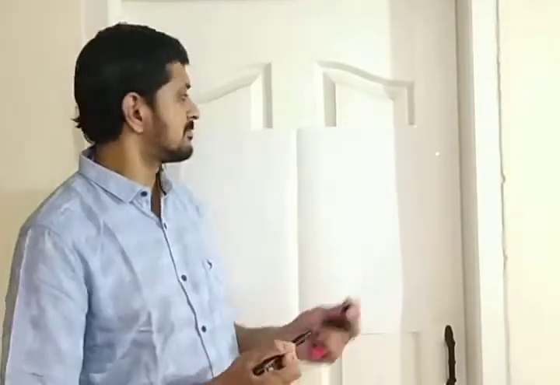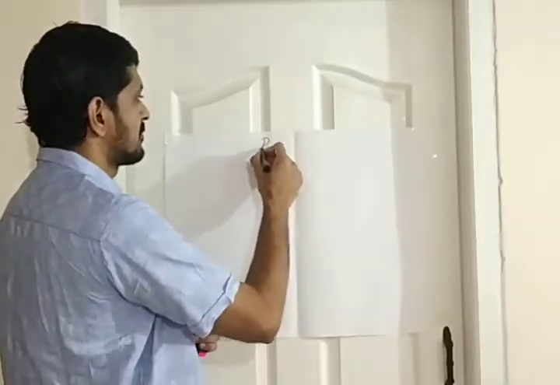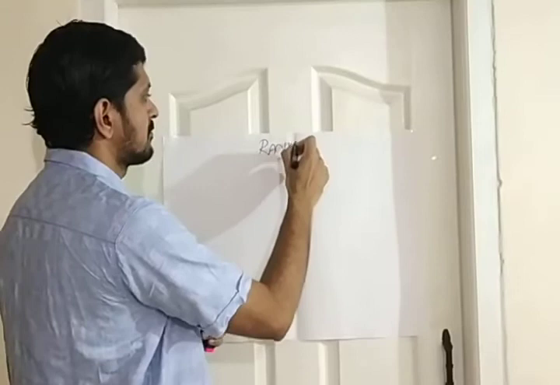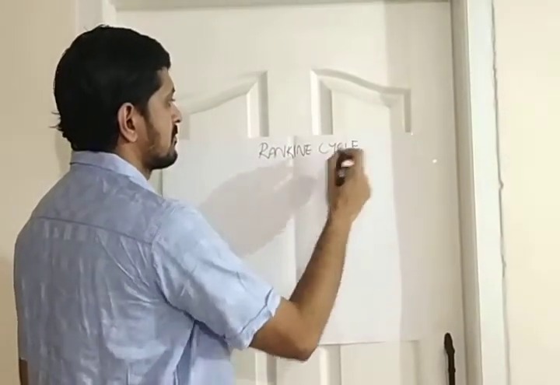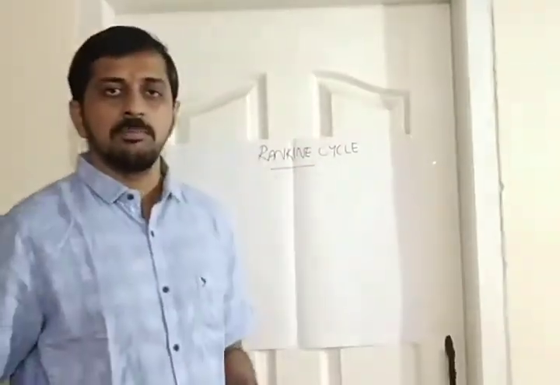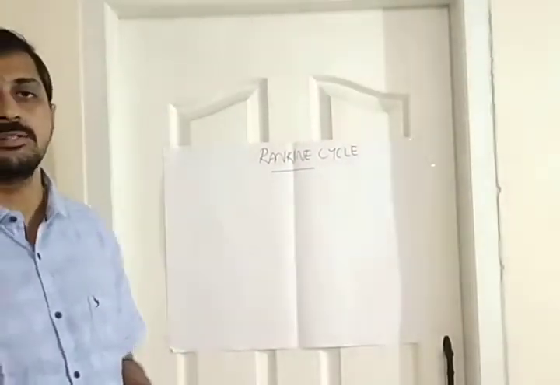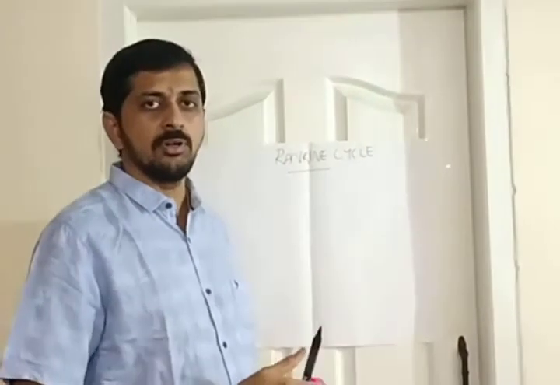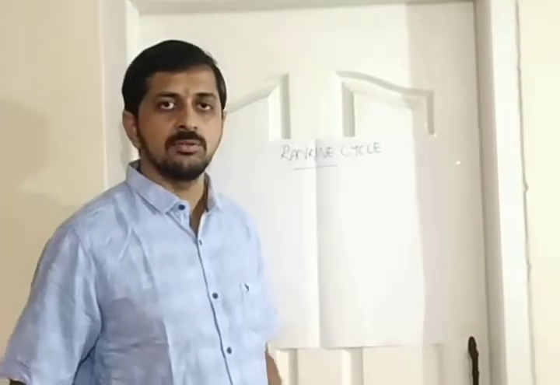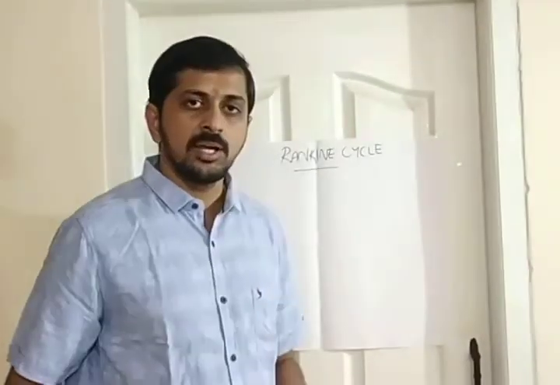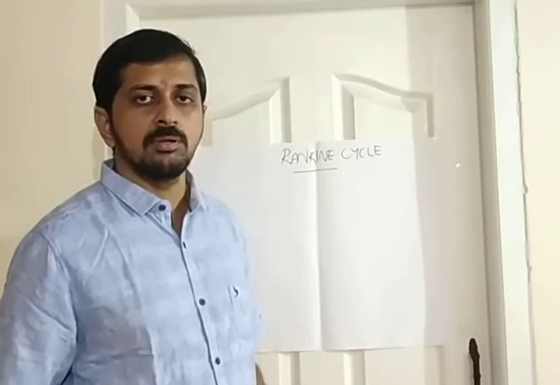Today we are going to discuss the Rankine cycle, which is the ideal cycle for a vapor power plant or steam turbine power plant. As you know, a power plant converts thermal energy in the fuel into mechanical energy and finally to electricity. First I will draw the schematic diagram of the vapor power plant or steam turbine power plant.